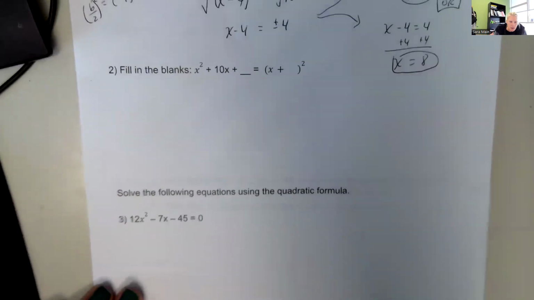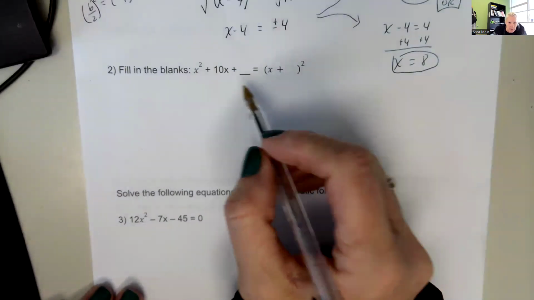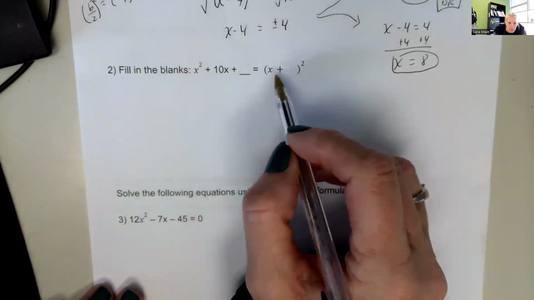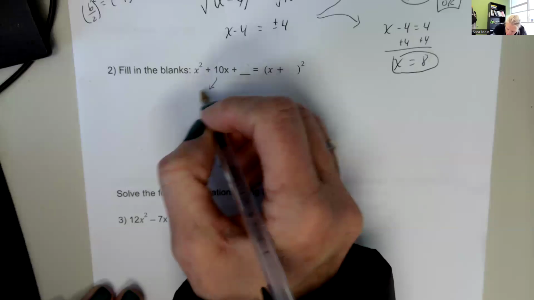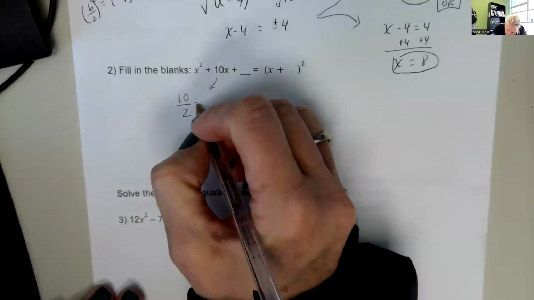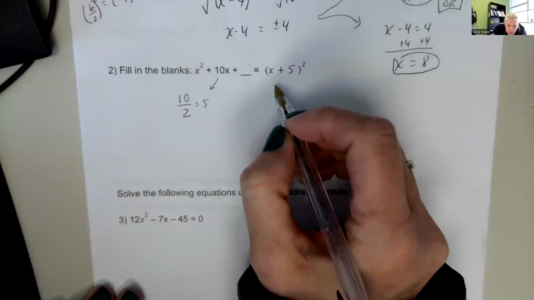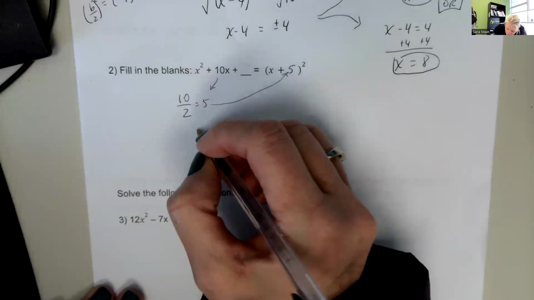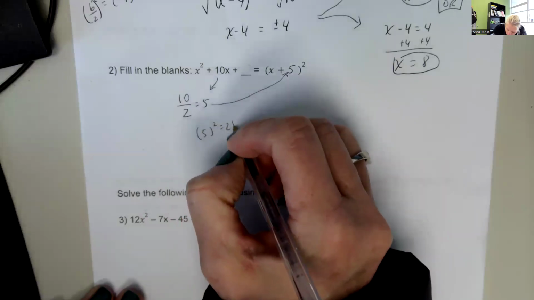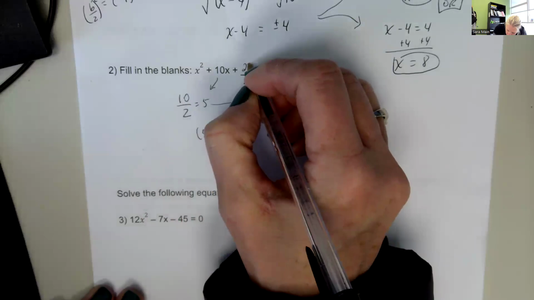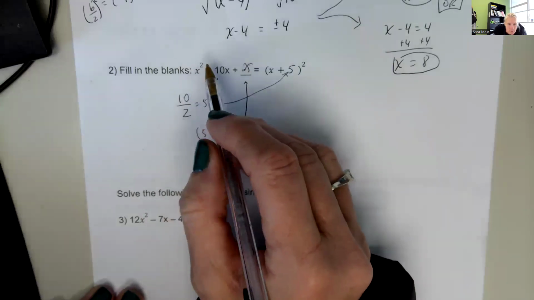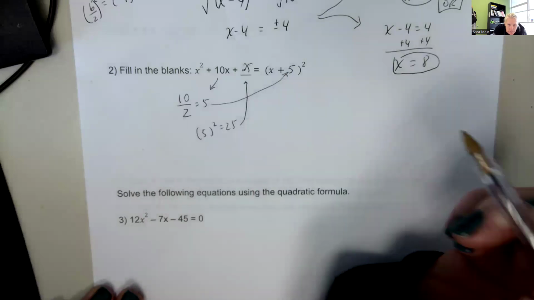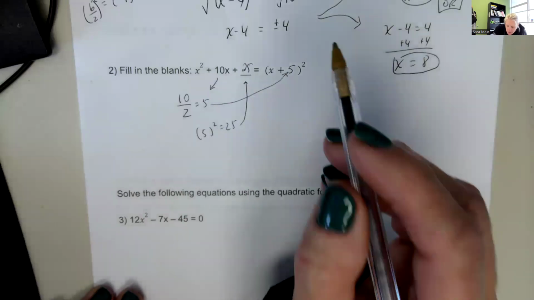Question number 2 is essentially practicing completing a square. So we want to add something here so that we will have a perfect square. So if we take 10 and divide by 2, we get 5. And that's going to be our perfect square. And then the part that we're adding is really the 5 squared, which is 25. So that goes here. So we can see that x squared plus 10x plus 25 factors into x plus 5 squared. So this is practicing the completing the square.